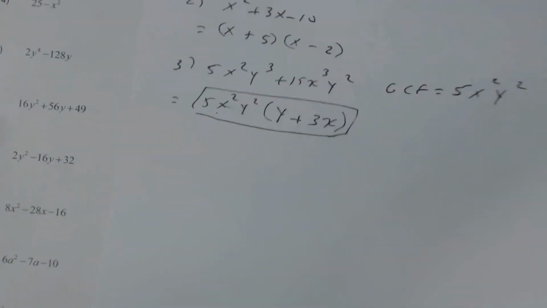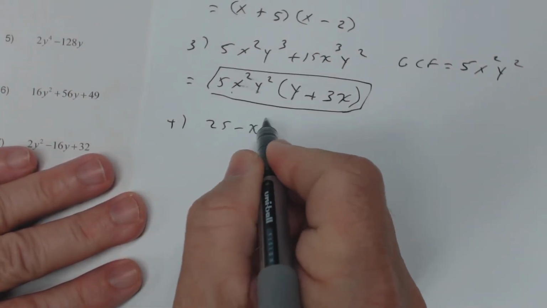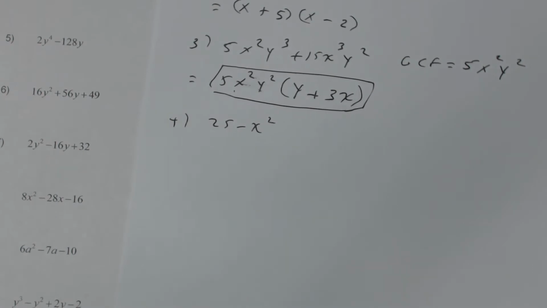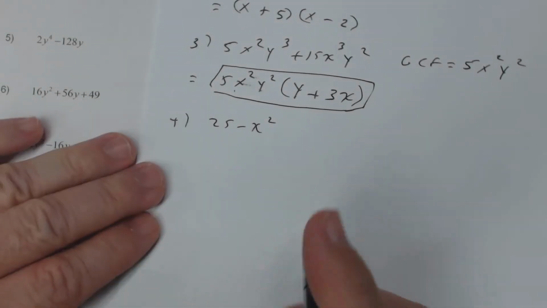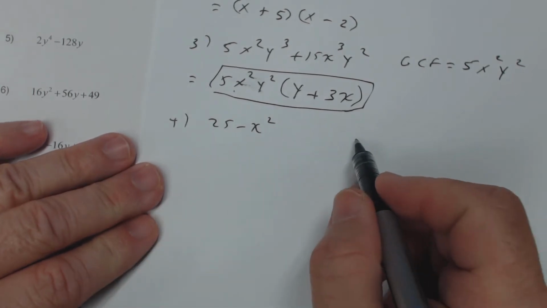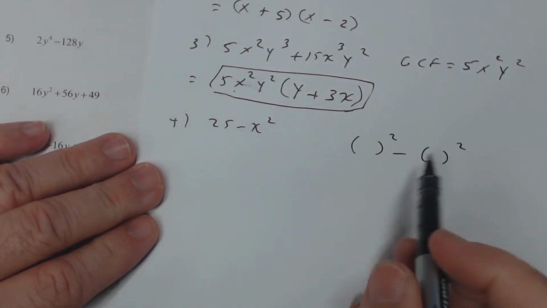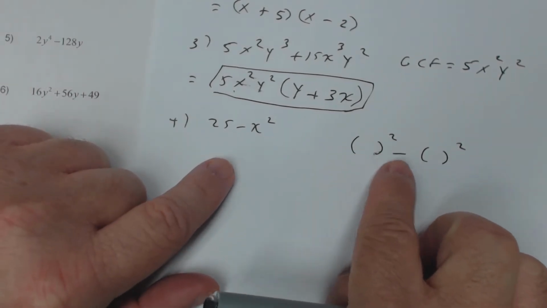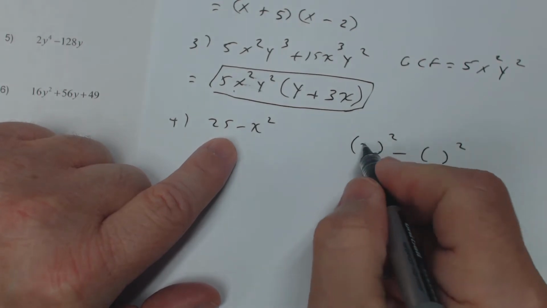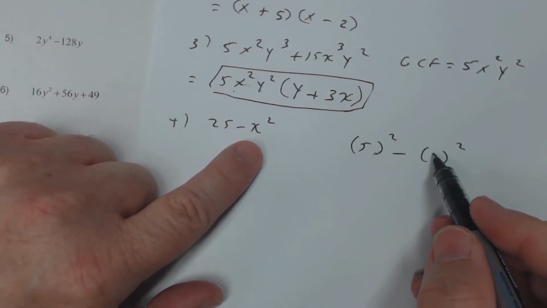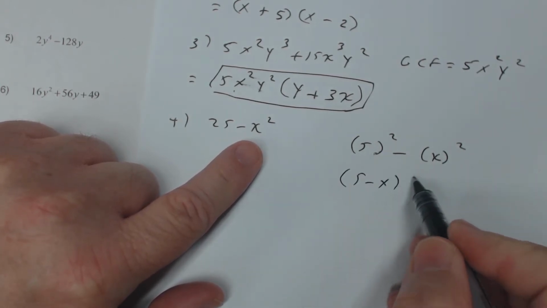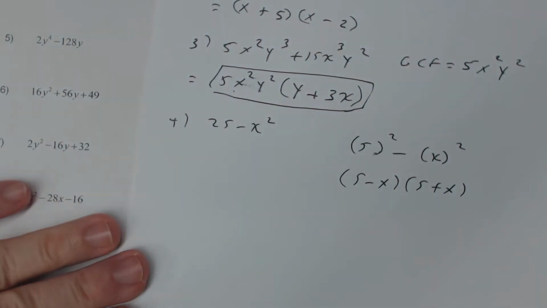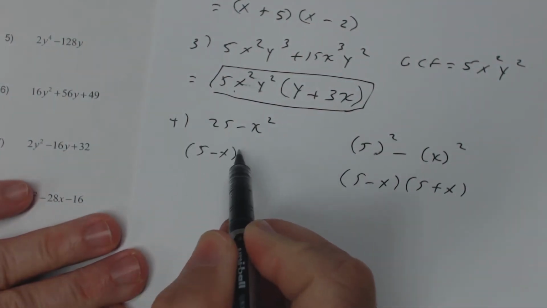Okay, number 4, you have 25 minus x squared. Remember, this is 25 minus x squared, not x squared minus 25. Those have two different factorizations. This is a difference of two squares. You've got to leave 25 first as it is. Remember you can always check to see if there's a difference of two squares by seeing if you can fill in these parentheses. 25 is 5 squared, and x squared is x to the second power. So I'm going to get 5 minus x times 5 plus x. That's how you factor the difference of two squares.